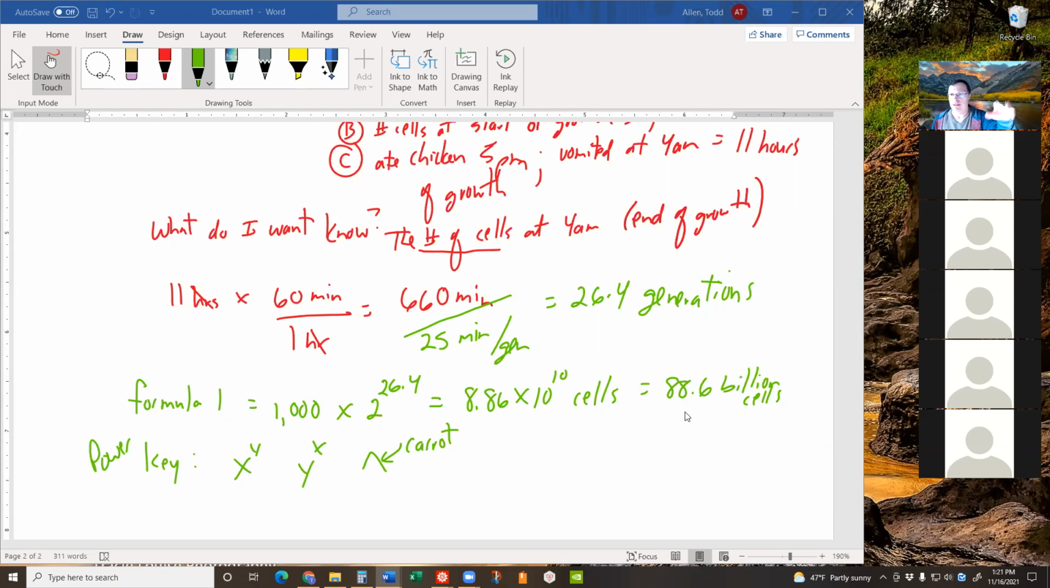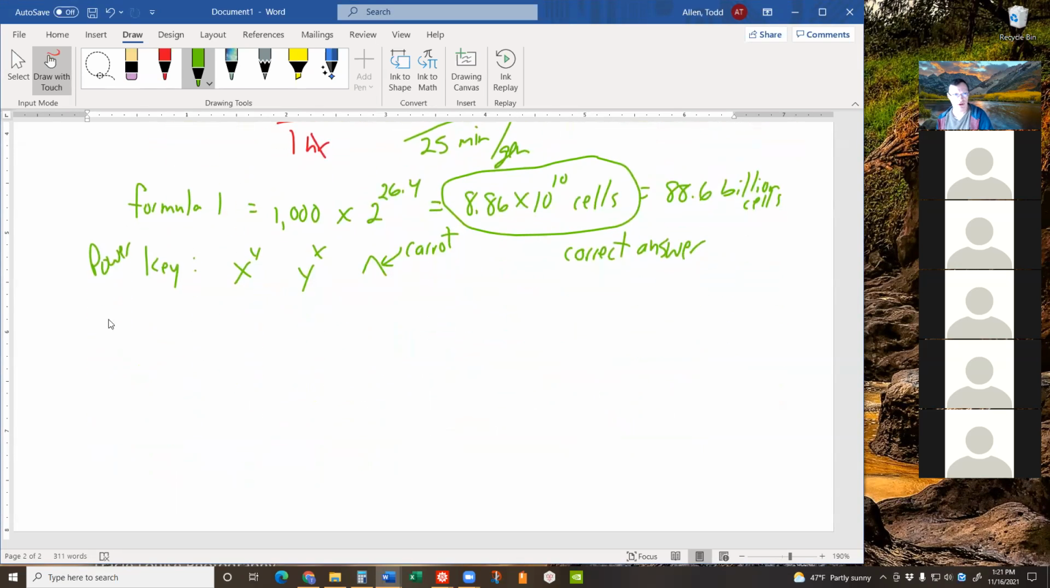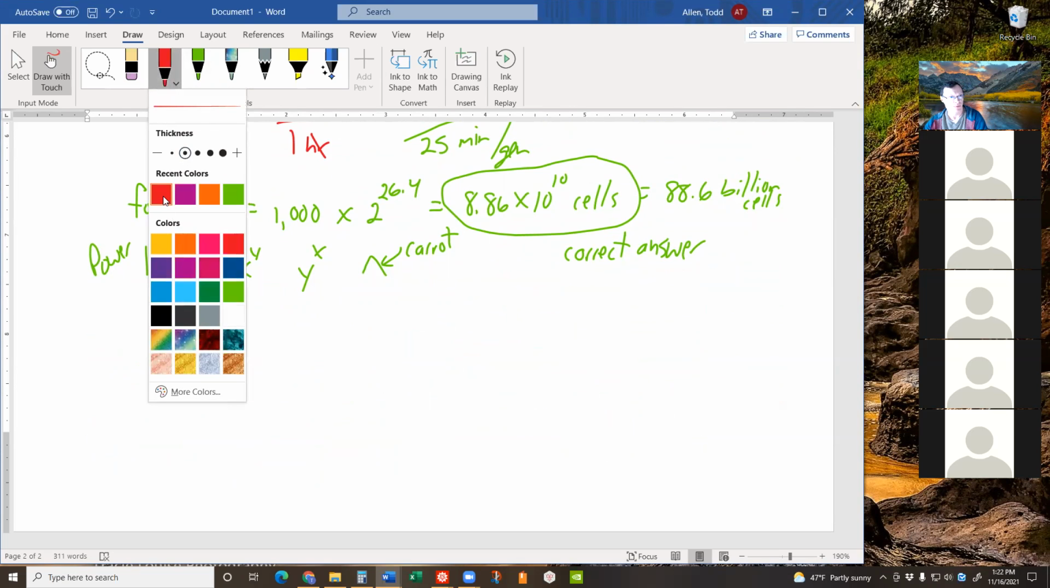Now, for those that got the first answer correct, this is a correct answer. And you don't have to worry about changing the number format. You can spit it out to me on an exam exactly how your calculator does. That's totally cool, okay? There is an alternative way to think about this to get an alternative correct answer. So let's do that.